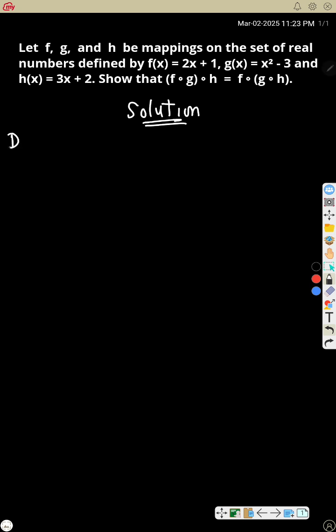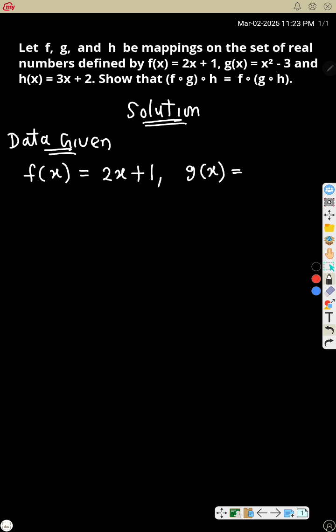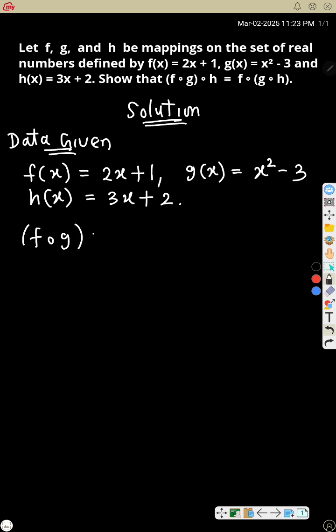So we have the data given. f of x is equal to 2x plus 1, g of x equals x squared minus 3, h of x equals 3x plus 2. So let us start with f of g of h.